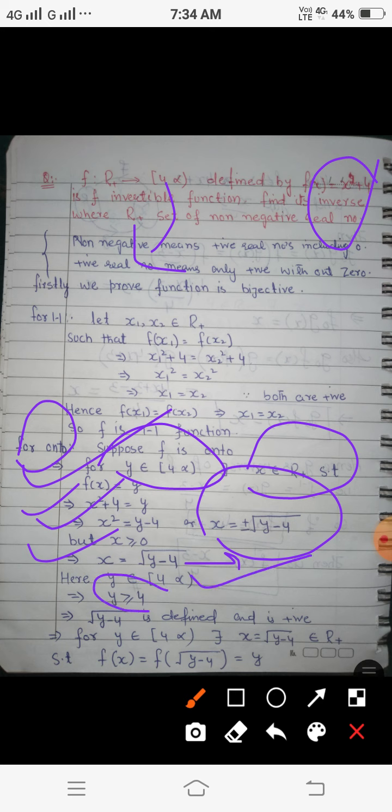So clearly this function is onto. Now when it is onto and one-one, it is bijective, and you know that the necessary and sufficient condition for a function to be invertible is that the function should be bijective. So this means that this f is invertible. Now how do we find this inverse function?